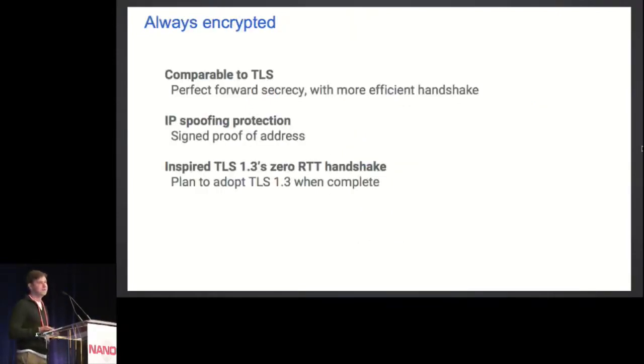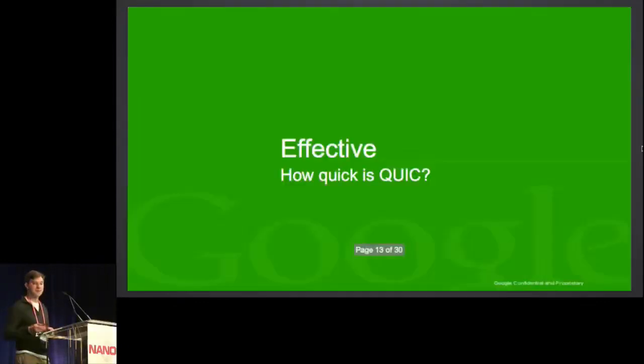So it's always encrypted. It's very comparable to TLS and actually uses 2 of the ciphers that TLS supports. Actually, it supports the only 2 that I believe are widely considered to be the most secure. It has IP spoofing protection. So it has proof of source address token, even though it's 0 RTT. And it also inspired TLS 1.3's 0 RTT handshake. So, already we're seeing interest in adopting this and moving some of the technology we've developed in QUIC into other forums and to be used for TCP as well.